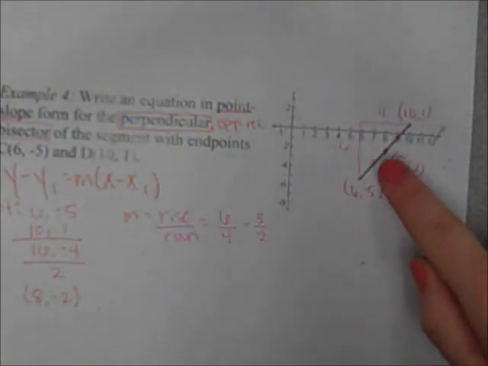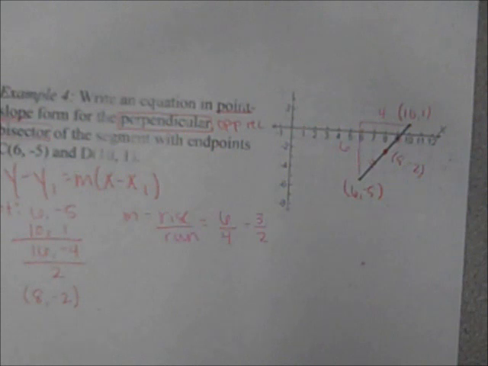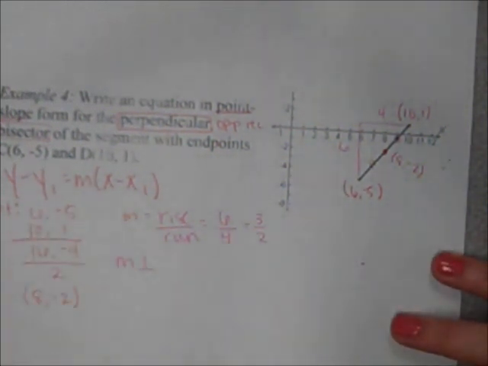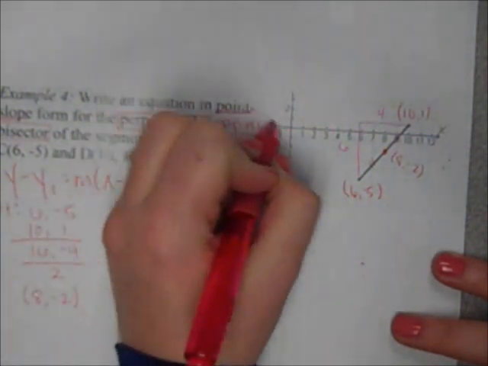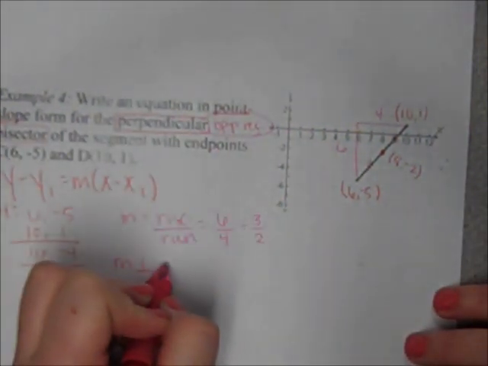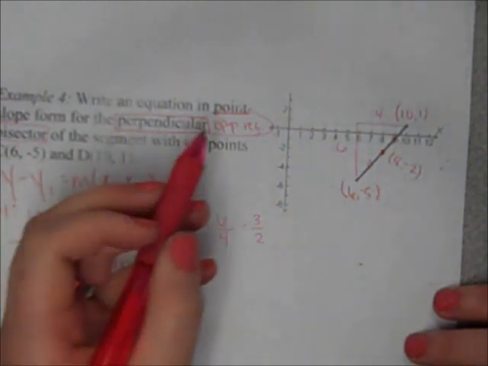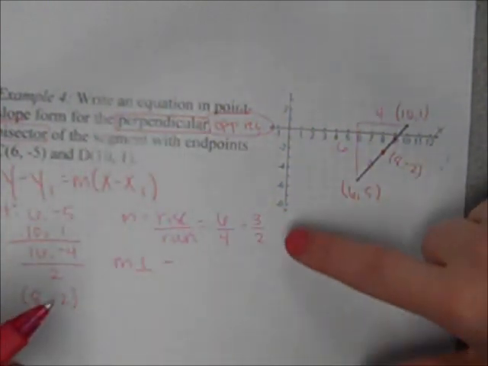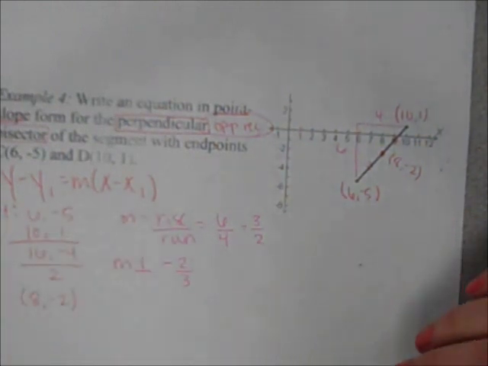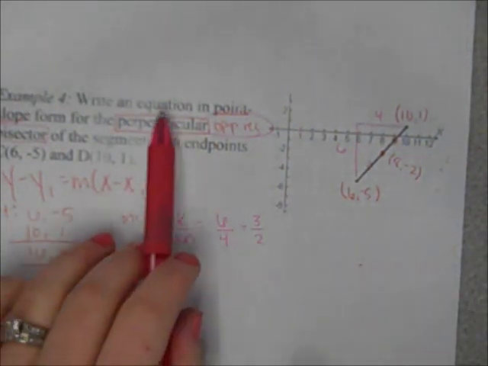So my slope of this original line is 3/2, but I want to be perpendicular. So remember, perpendicular means opposite reciprocal. So opposite meaning this was positive, so I want my slope to be negative. And reciprocal means flip it over. So this was 3/2, so I want mine to be -2/3. So now I just have to get to the answer part.